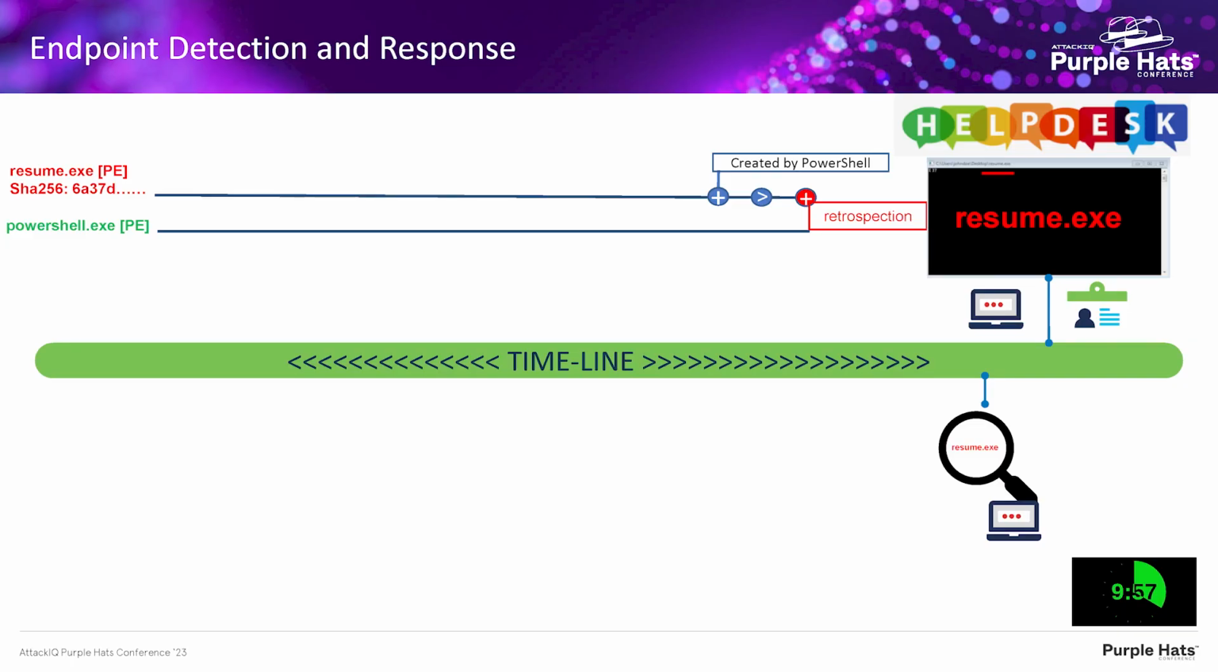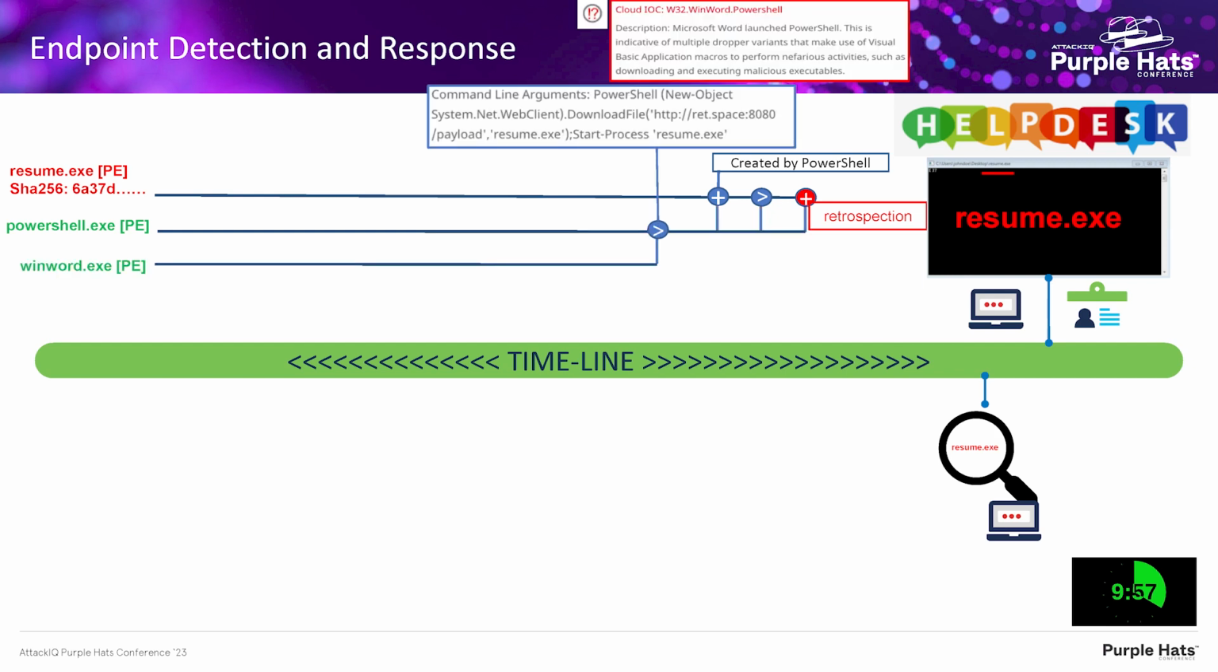So what we can see here is that we know that PowerShell, by looking at our endpoint detection and response platform, created the resume.exe. And if we scroll back in the timeline and we look at PowerShell, we can now see that command line argument. Remember, I said this is tremendously valuable because now we've got some new information. We know that PowerShell went and used the web client to download a file from ret.space using port 8080. They pulled down the payload resume.exe and they started that resume.exe process.